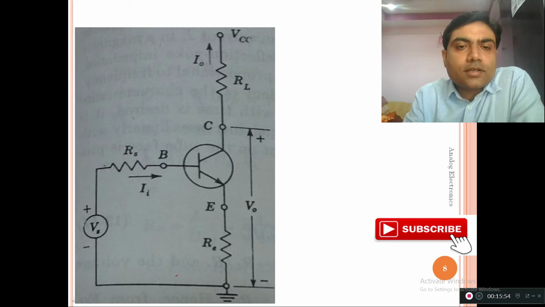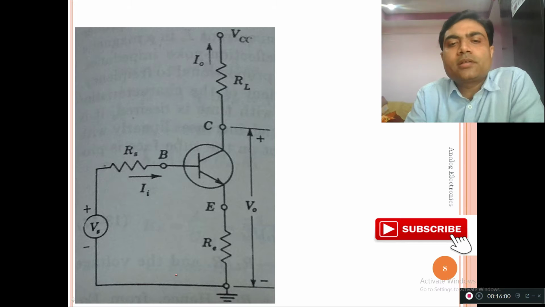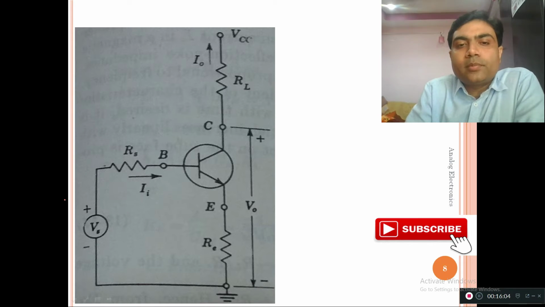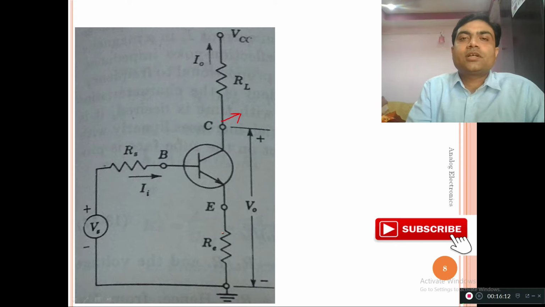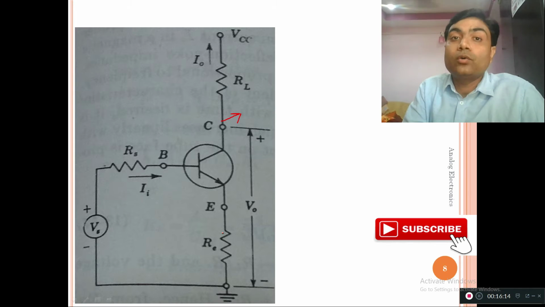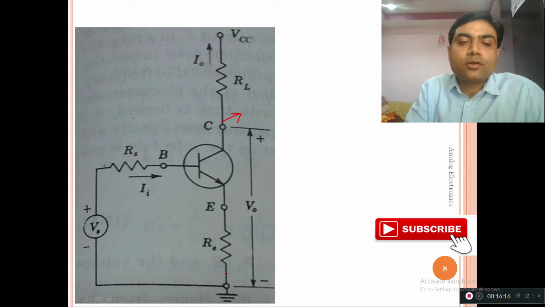Now come to this second problem. This is the circuitry which is given. What kind of circuitry is this? This is the common emitter circuit with RE. Why am I calling it a common emitter circuit? Because we are getting the output from the collector. So if you are getting the output from the collector, which terminal is left to be connected to the ground? That is the emitter terminal. This is the common emitter configuration, but RE is present. So what is RE doing here? RE is acting here to supply the feedback.